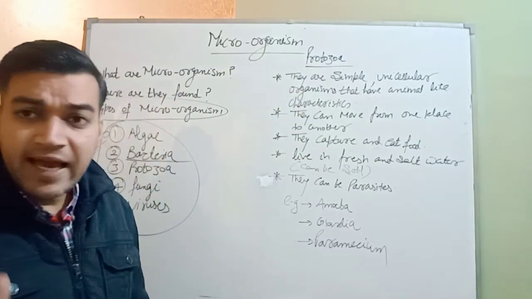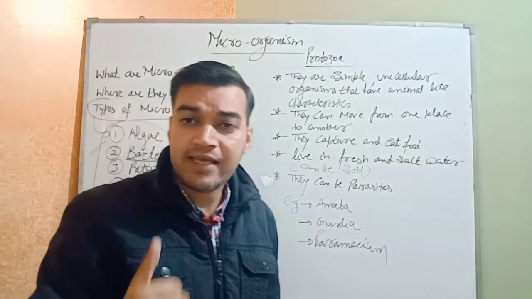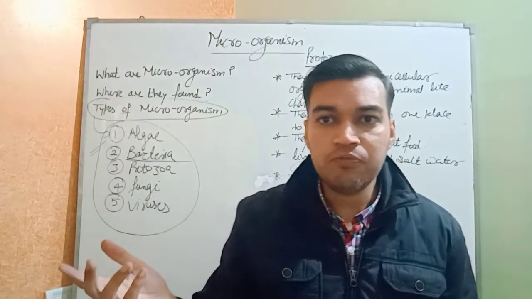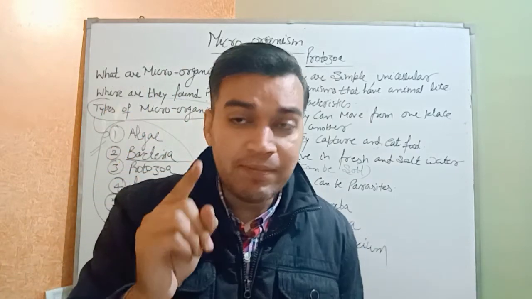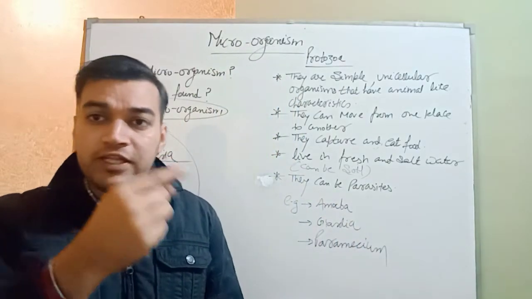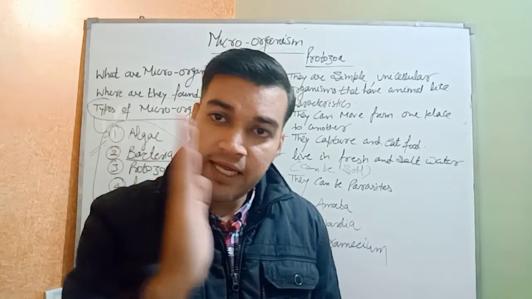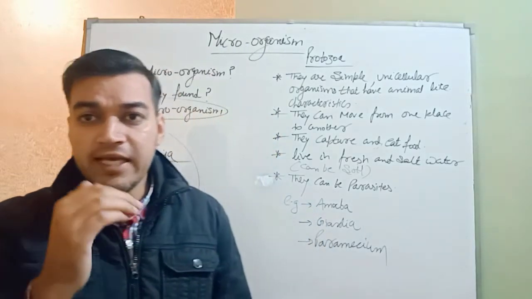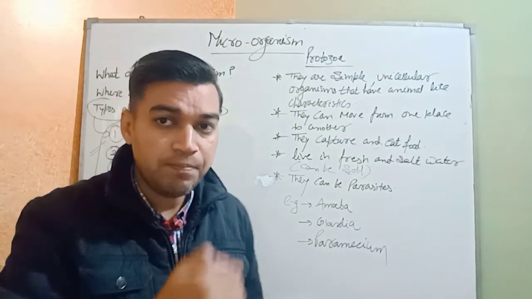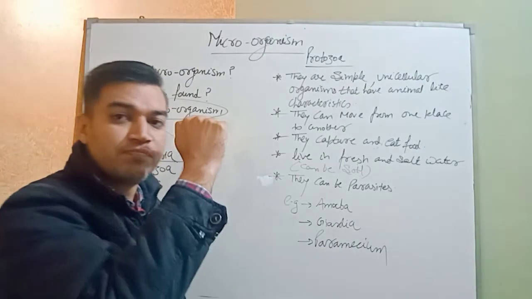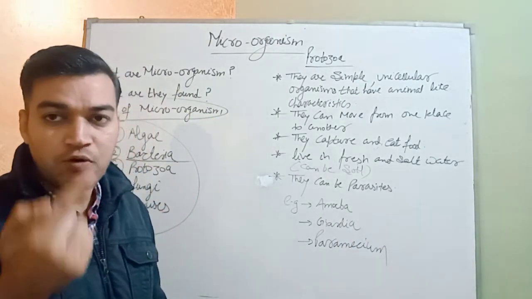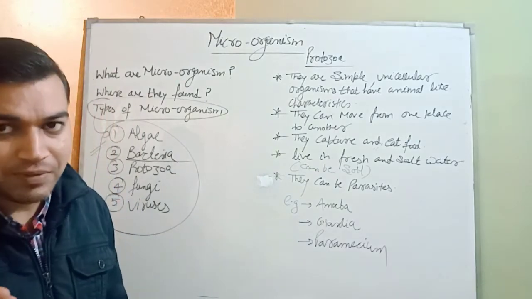Number 2, they can move from place to place. They can be mobile. Algae cannot move, bacteria cannot move. If we talk about algae and bacteria, they can move with the help of air or water, but they cannot move by themselves. But protozoa can move by itself. It is mobile in nature. What is mobile? That which can move from one place to another place.